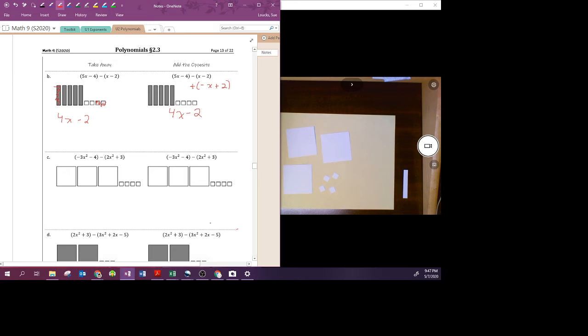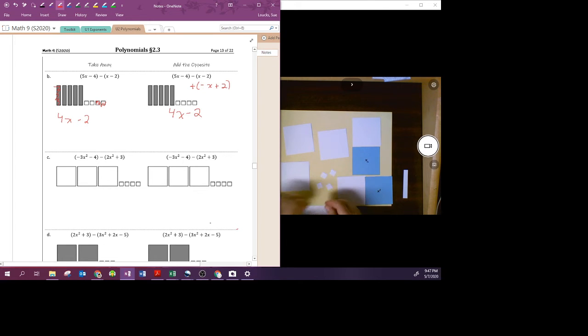So I can add zero pairs. I can add an x squared and a negative x squared. And I can add another negative x squared and x squared. And I can add there's a 1 and there's a, well, I mean adding a 0, right? And there's a 0 and adding a 0.